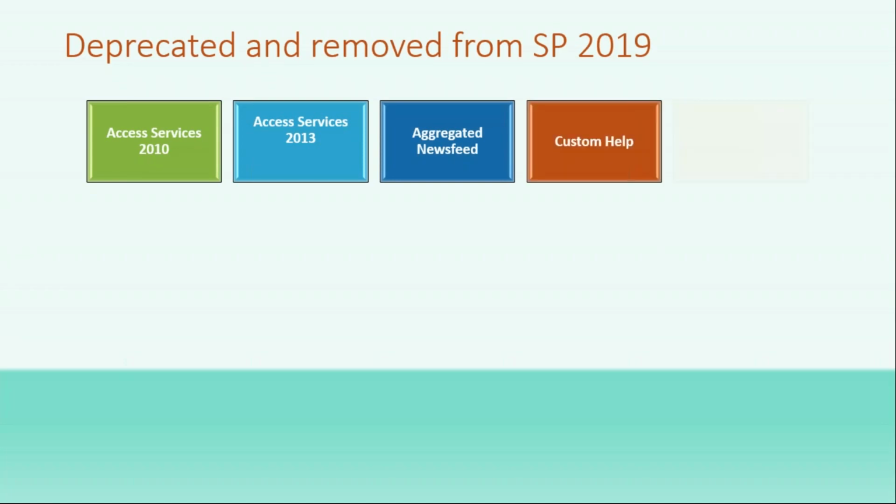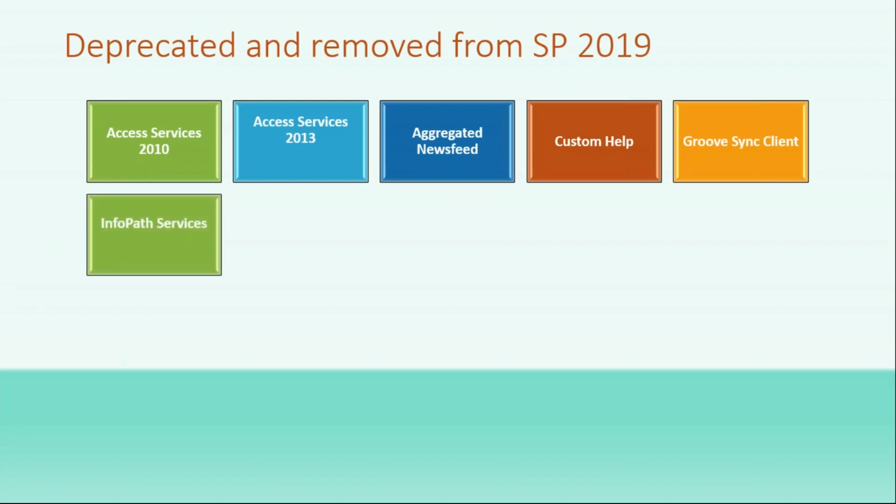Aggregated newsfeed, this is gone, and then the custom help is gone. Even though this functionality was not being used by many customers, this has been removed now. The Groove Sync client is gone. InfoPath services, when I say it is deprecated because Microsoft has given us Power Apps and Flow in SharePoint Server 2019. And we already discussed about this while we were discussing about Office 365.